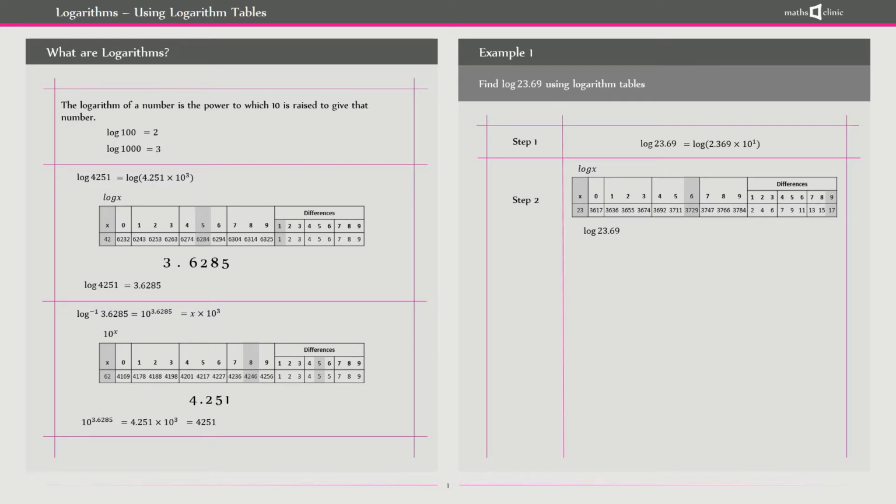And basically we have the log 23.69. Remember our whole number: we had times 10 to the power of 1, so our whole number is 1. So 1.3746 is the log of 23.69. It's actually very simple. Let's do another one.